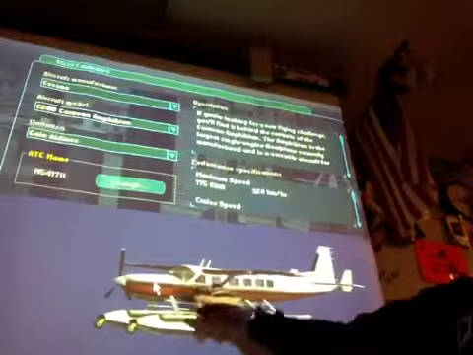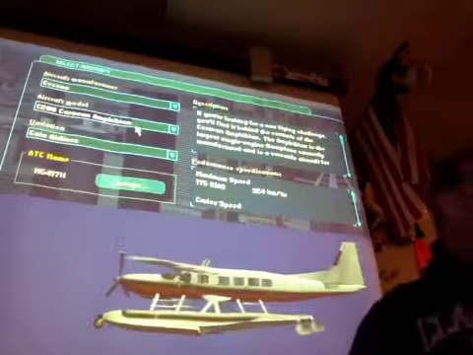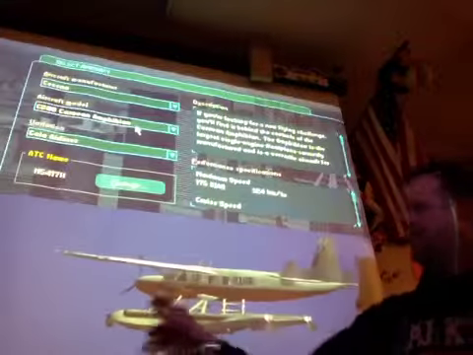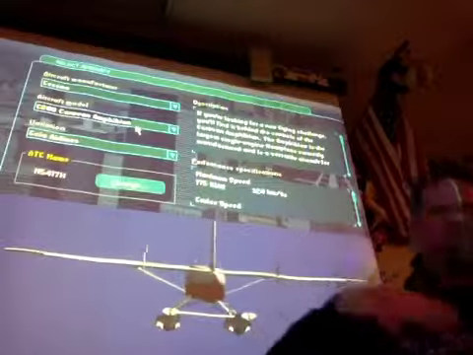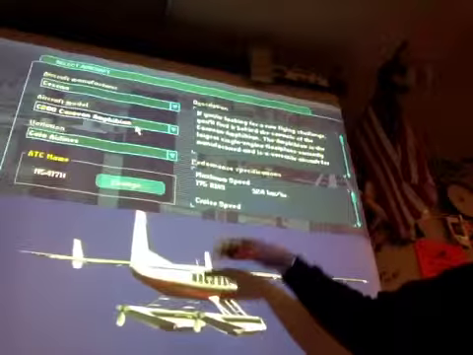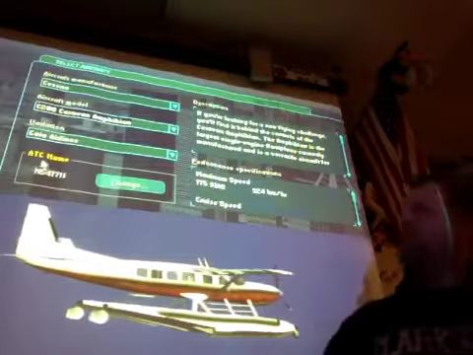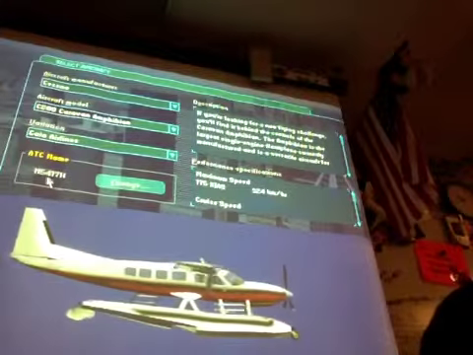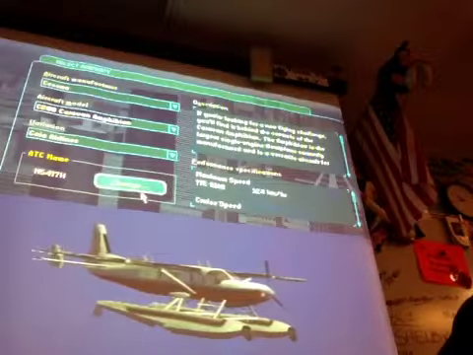This one is a Caravan amphibian. My real passion is flying floats. I'd love to be able to take off and land on water wherever you want. This is customized with the ATC Air Traffic Controller name, November 5417 Hotel. That is the plane that I used to fly quite a bit.